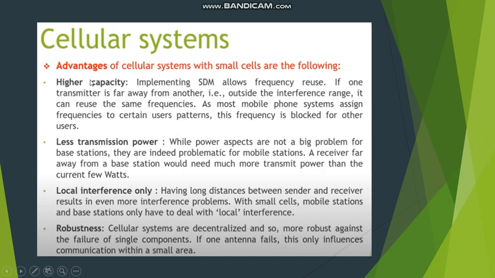So what are the advantages of cellular systems with small cells? So we'll see right now. First is higher capacity. Higher capacity in the sense, as we say, it is space division multiplexing. Like based on area, we divide it into cells. It allows frequency reuse. यानी आप same frequency दो different cells में use कर सकते हैं. If one transmitter is far away from another, that is outside interference range, it allows to use the same frequencies.